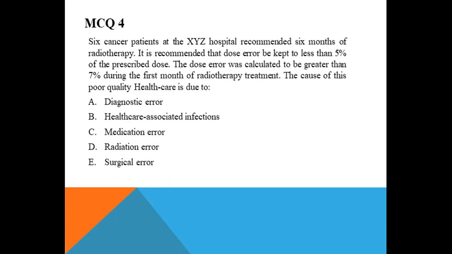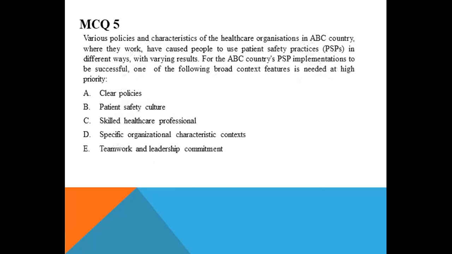MCQ 4. A cancer patient at XYZ hospital was recommended 6 months of radiotherapy. It is recommended that dose error should be kept less than 5% of the prescribed dose. The dose error was calculated to be greater than 17% in the first month of radiotherapy treatment. The cause of this poor quality healthcare is: alpha, diagnostic error; beta, healthcare associated infection; C, medication error; delta, radiation error; E, surgical error. Delta is the correct option as there is a radiation error.